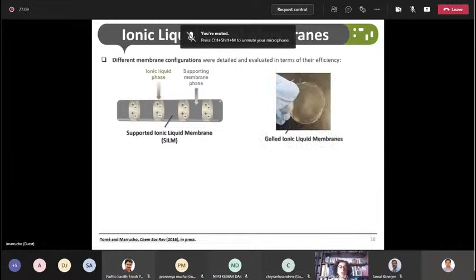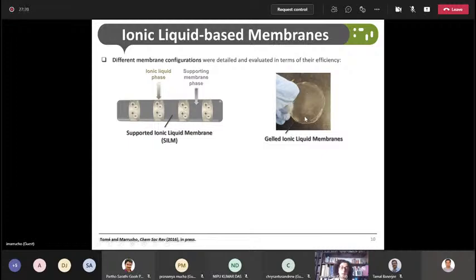The other approach is the gelled ionic liquid membrane. So we just pick an ionic liquid and use a gelator or a polymer and prepare membranes. The thing is that the compatibility between the ionic liquid and the gelator or the polymer is crucial to incorporate a large amount of ionic liquid inside of these membranes.